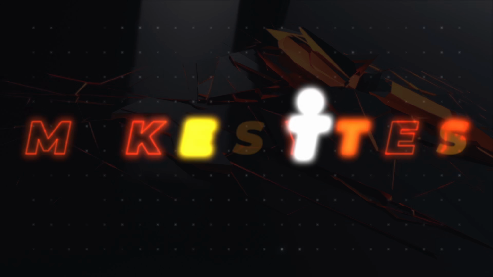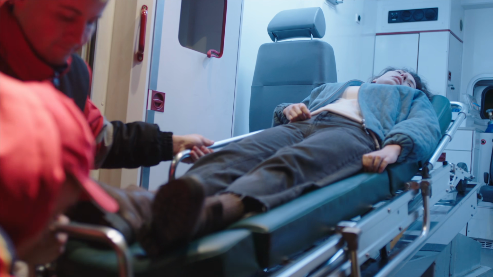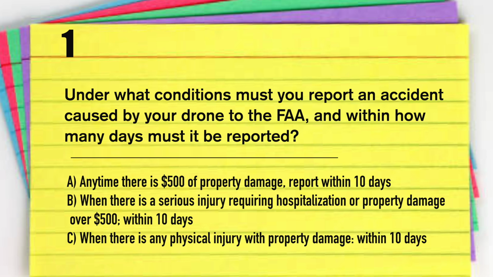Let's go. Flashcard number 1, we just jumped right in. Under what conditions must you report an accident caused by your drone to the FAA, and within how many days must it be reported? Is it A, when there is $500 of property damage, report within 10 days? B, when there is serious injury requiring hospitalization or property damage over $500 within 10 days? Or C, if there is any physical injury or serious damage within 10 days?